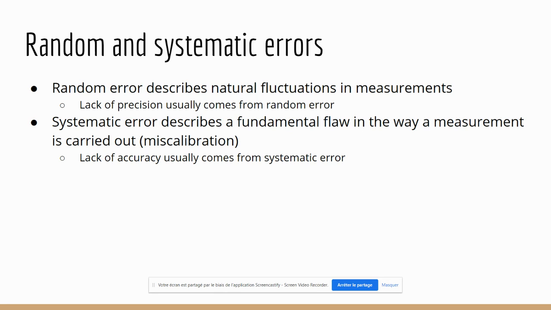And then systematic error describes a fundamental flaw in the way that a measurement is carried out. So that could be a miscalibrated scale. If you are a normal sized person and you step onto a scale and it says 40 pounds, and then you step back off and step on it again and it says 40 pounds again, that's a systematic error. Your scale is not calibrated. It keeps giving you the same result, but it's not accurate.